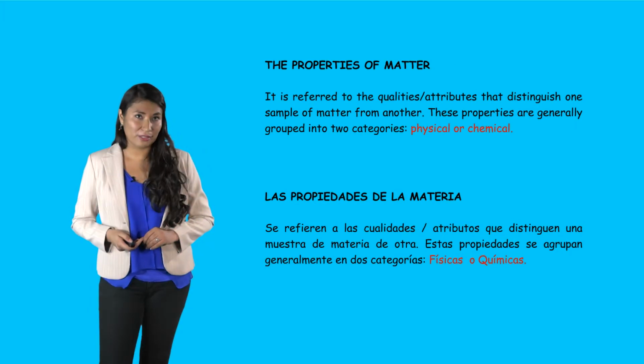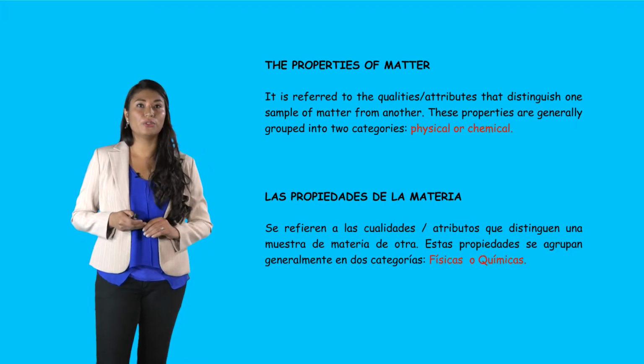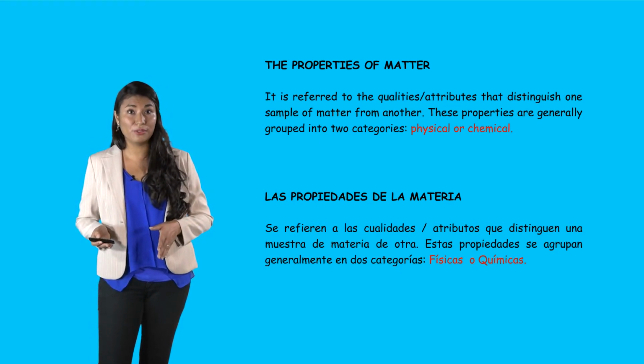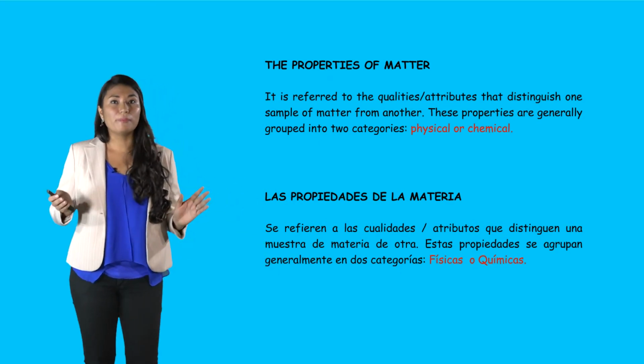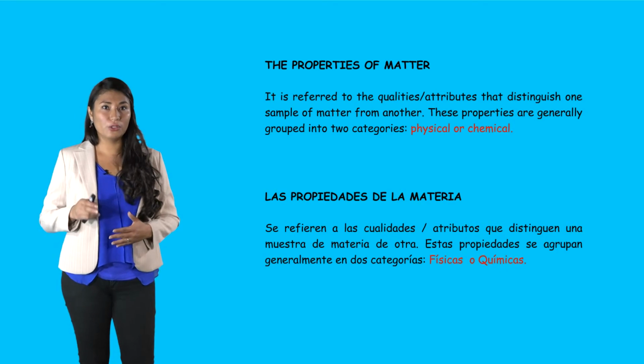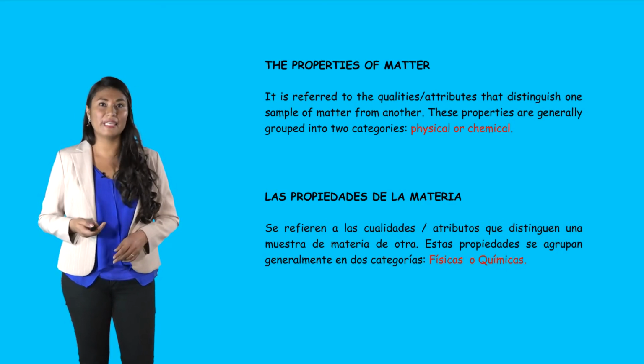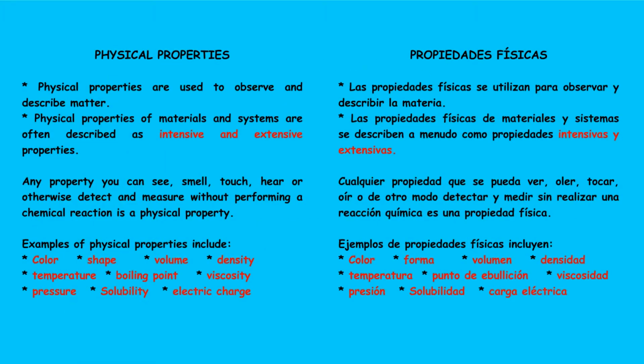The properties of matter. It is referred to the qualities or attributes that distinguish one sample of matter from another. These properties are generally grouped in 2 categories. Number 1, physical, and number 2, chemical. Physical properties. Physical properties are used to observe and describe matter. Physical properties of materials and systems are often described as intensive and extensive properties.